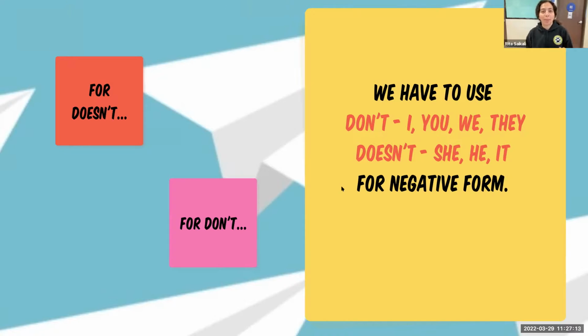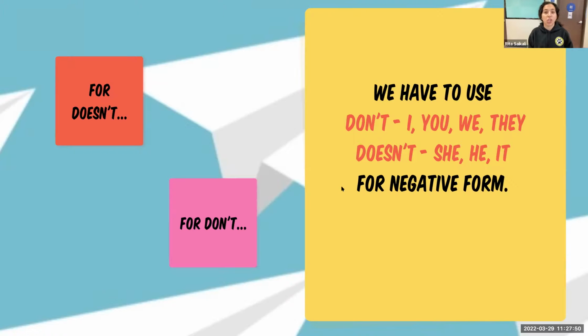So what would happen if I changed my sentence from I don't like sushi to she? She doesn't like sushi. So we change it from do not to does not, or from don't to doesn't. Cool? All right. So if I were to say John and Jacob instead of I, what would the sentence look like? They don't.